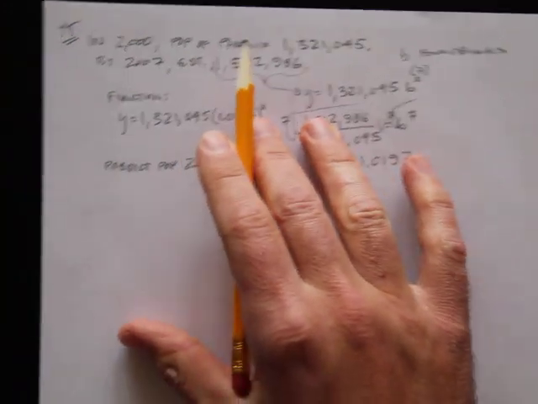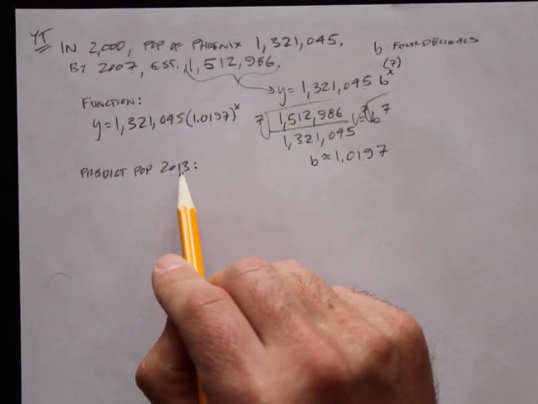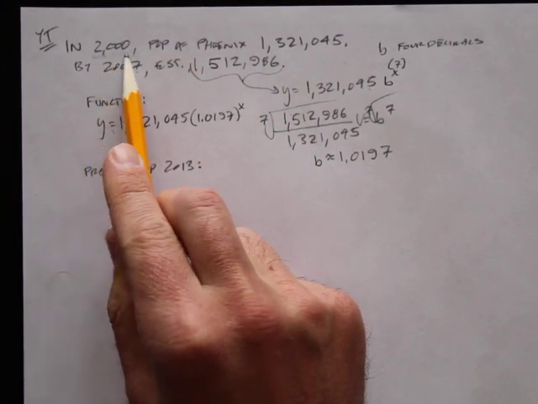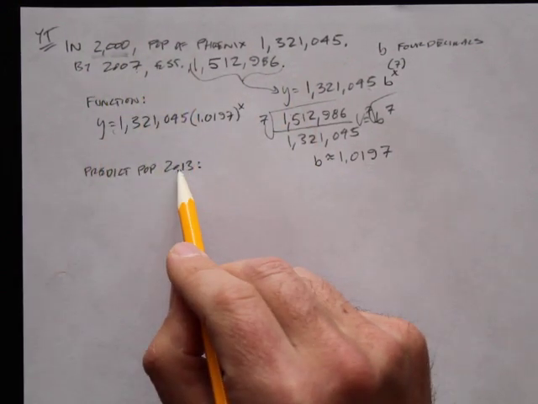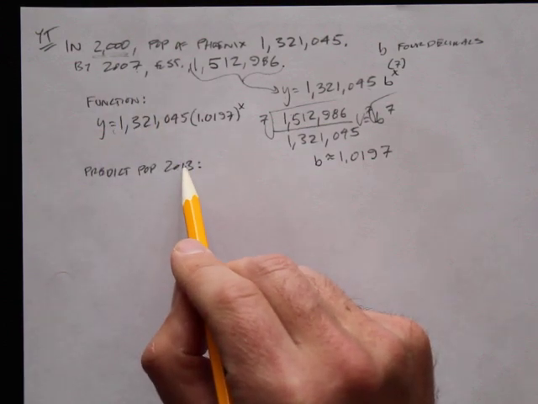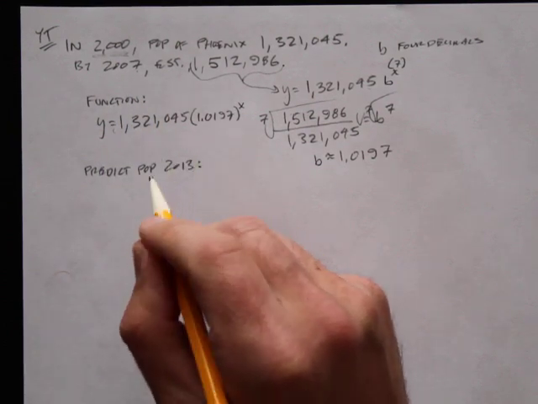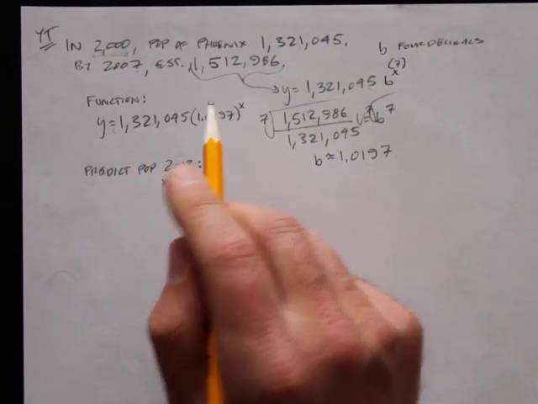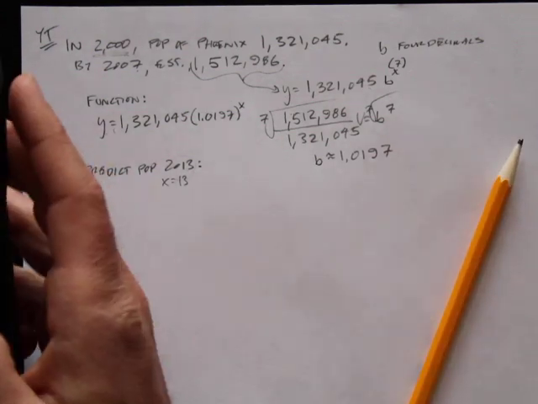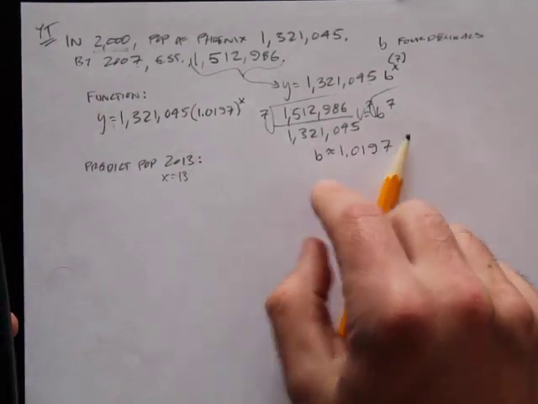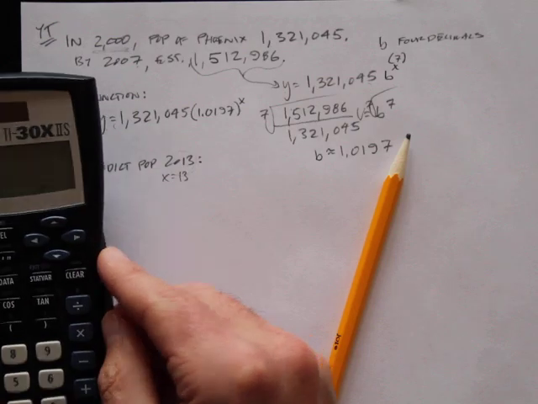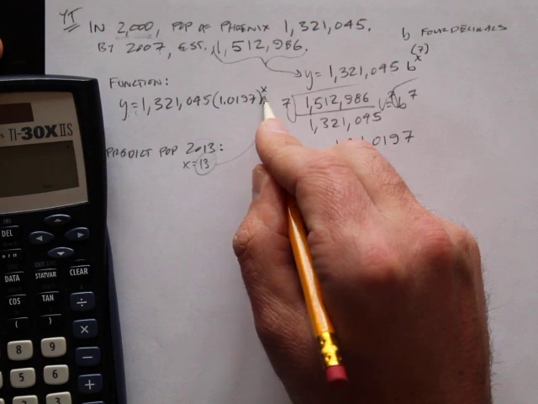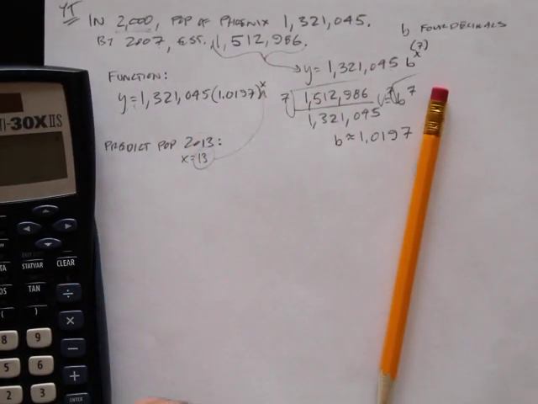Now I need to predict the population in 2013. So all I have to do is I say this was 2000, and so I subtract 2000 from 2013, and I just say my x value is 13. I need to know what y is when x is 13. So I'm just going to circle this 13 and write an arrow like that, so I don't have to rewrite everything.